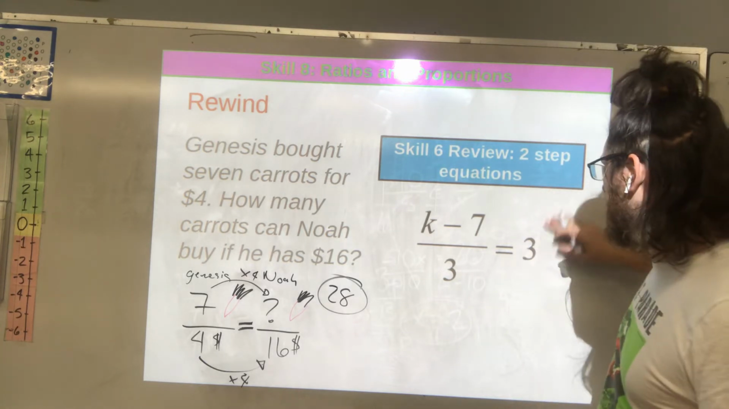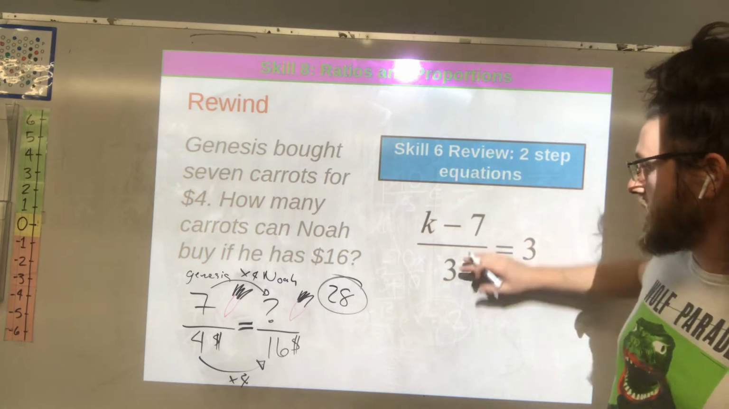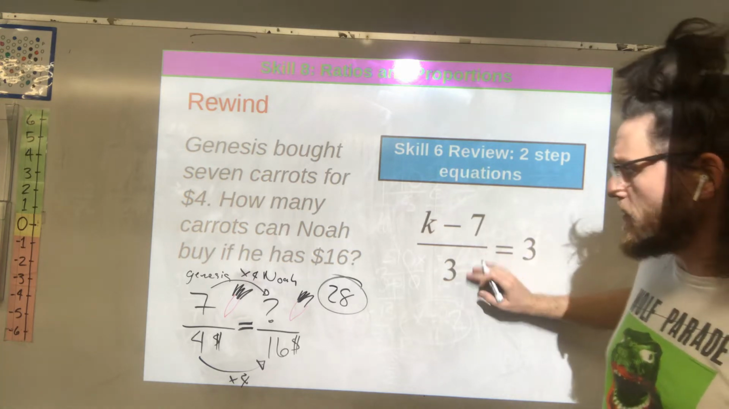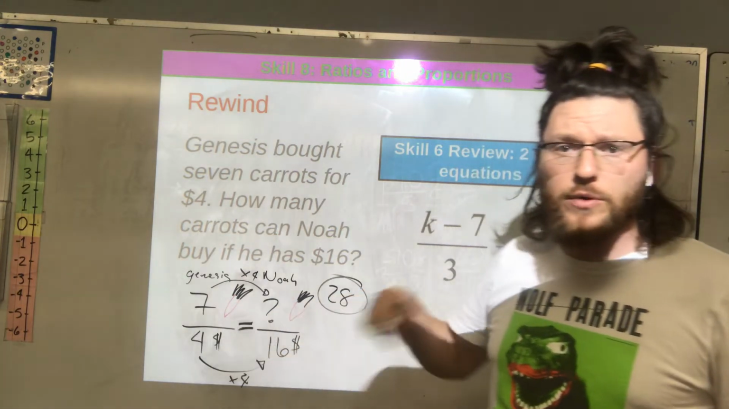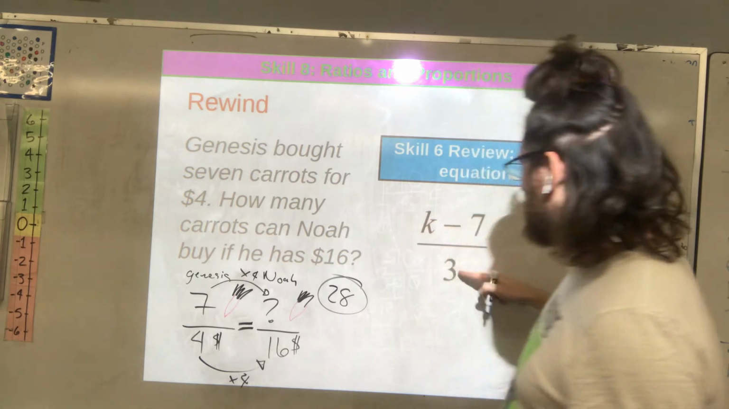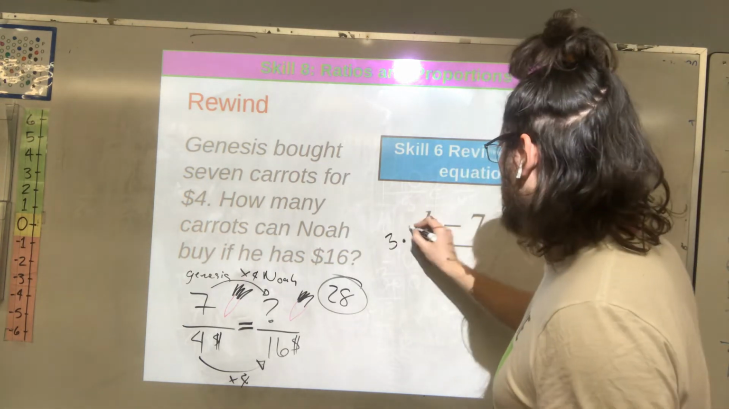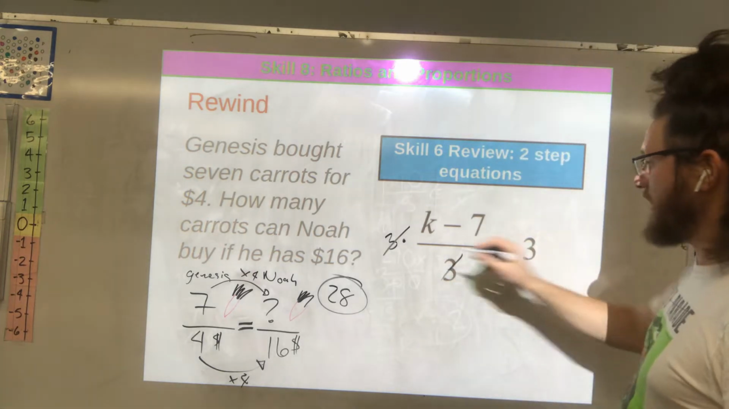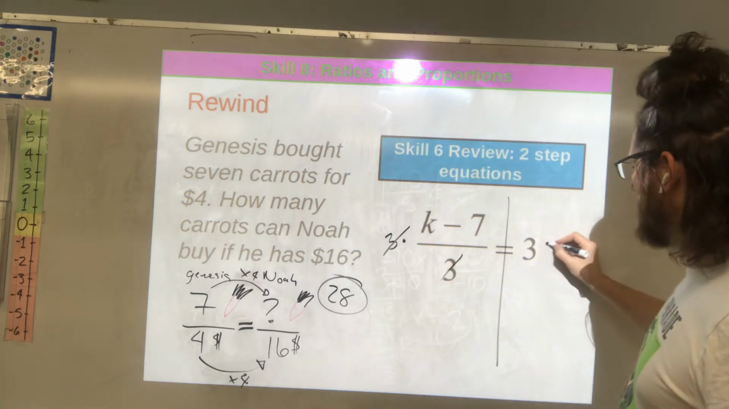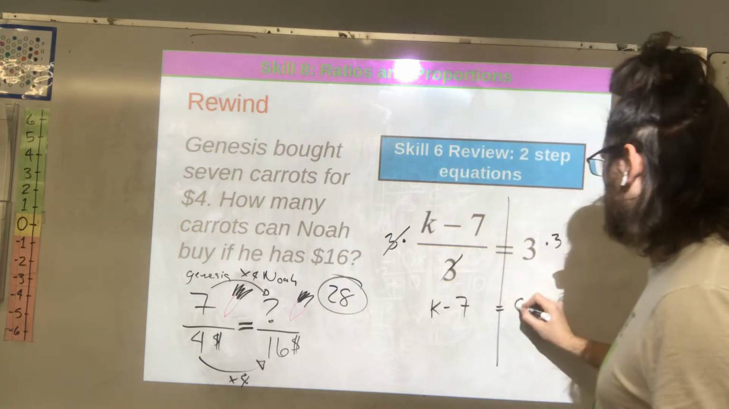And the big idea here is that to get k by itself, we need to get rid of this number in the bottom, right? These problems have numbers in the bottom too, and we're going to approach them very much the same way. In order to get rid of our 3 on the bottom, this is our far away friend. We're going to multiply by 3. That's going to cancel. If I do that on that side of my equal sign, I got to do it over here too. And what I end up with is k minus 7 equals 9.